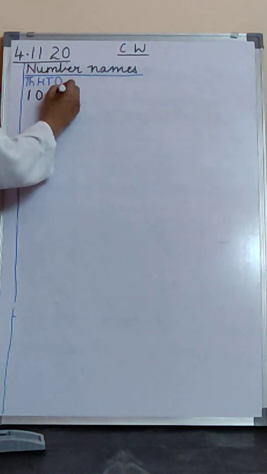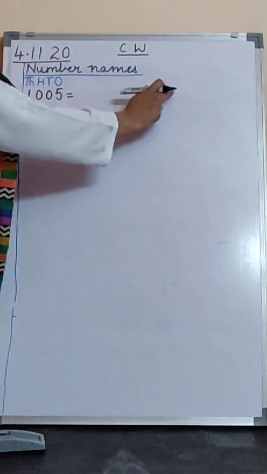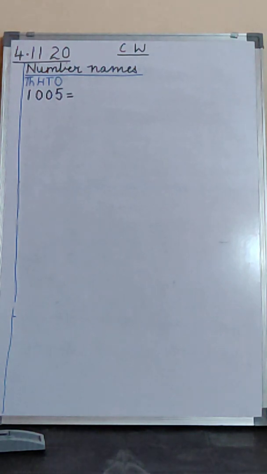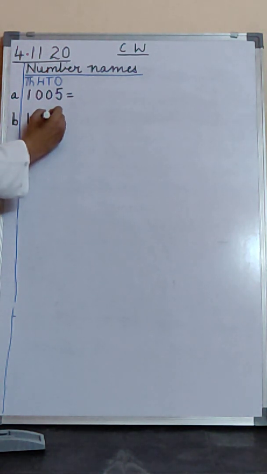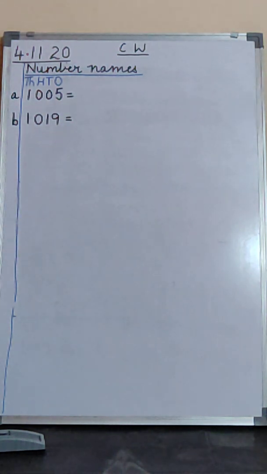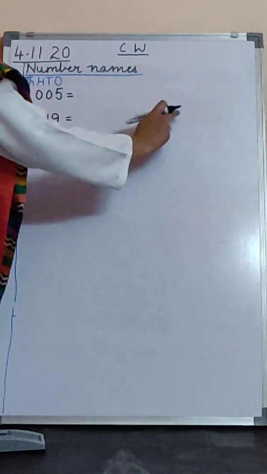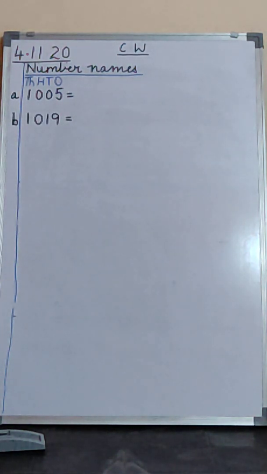1005. So you write over here 1005. Alright students. Then you write 1019. How will you write it? You write the spelling of 1019. Make sure you write the correct spelling of 19.